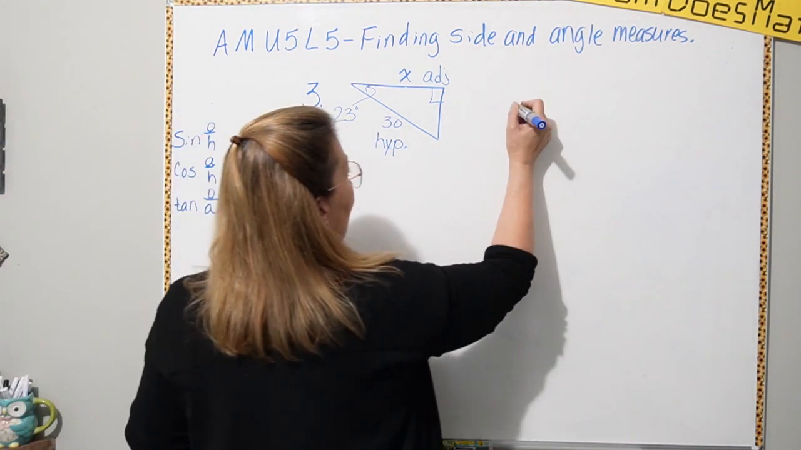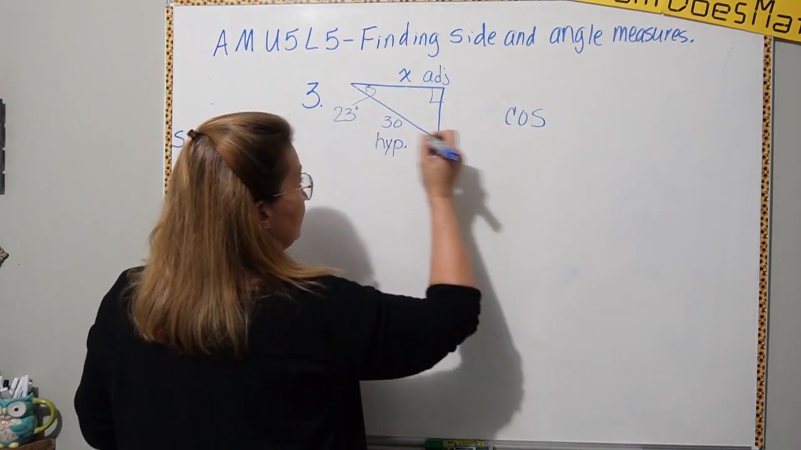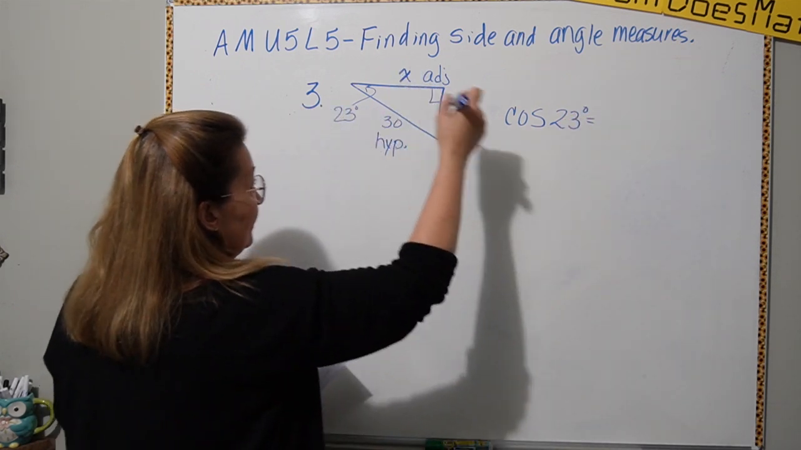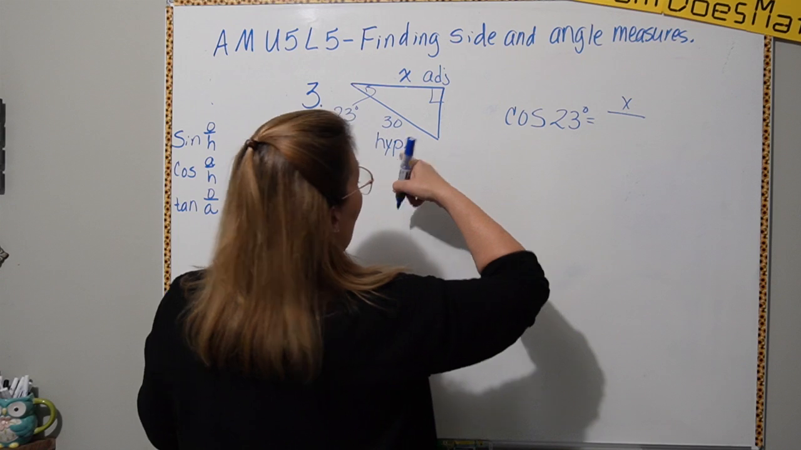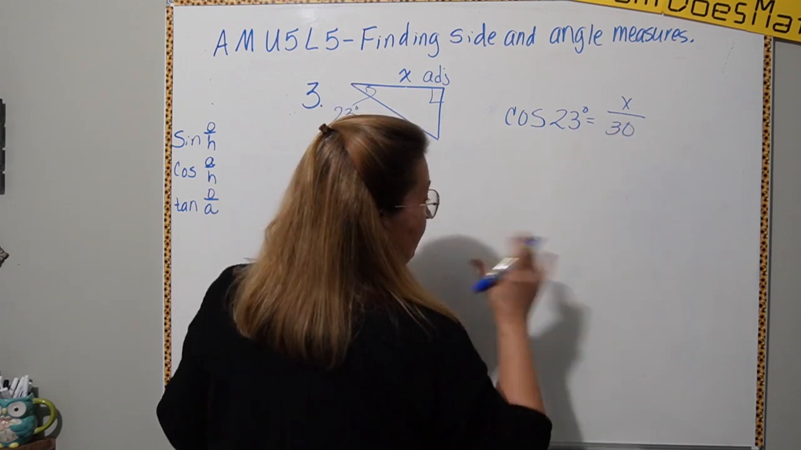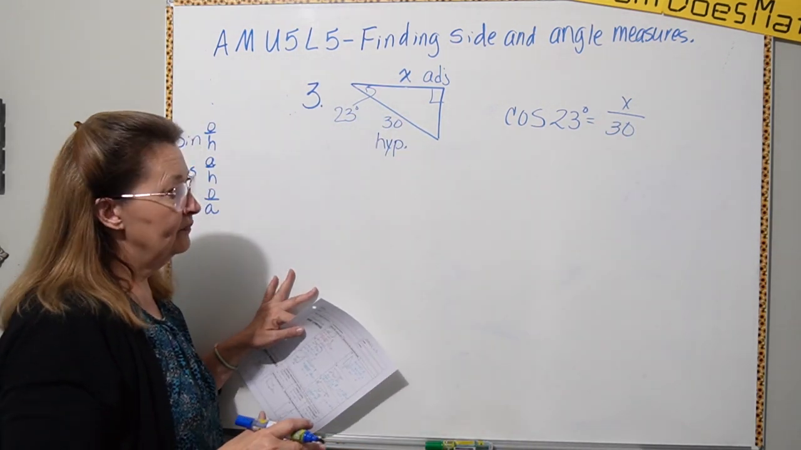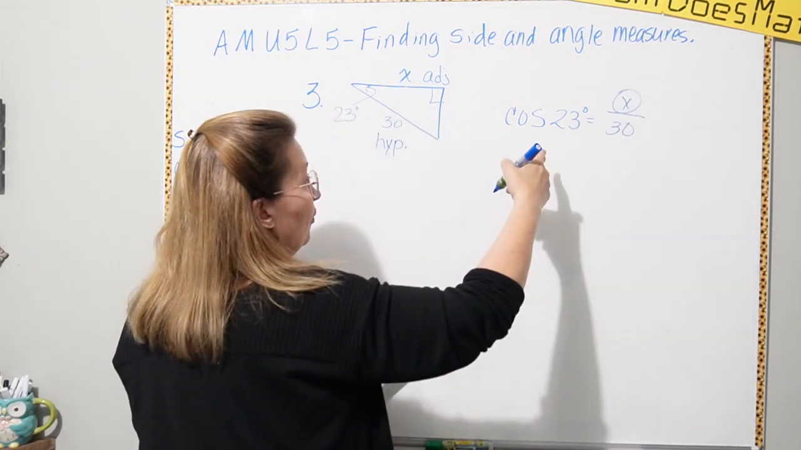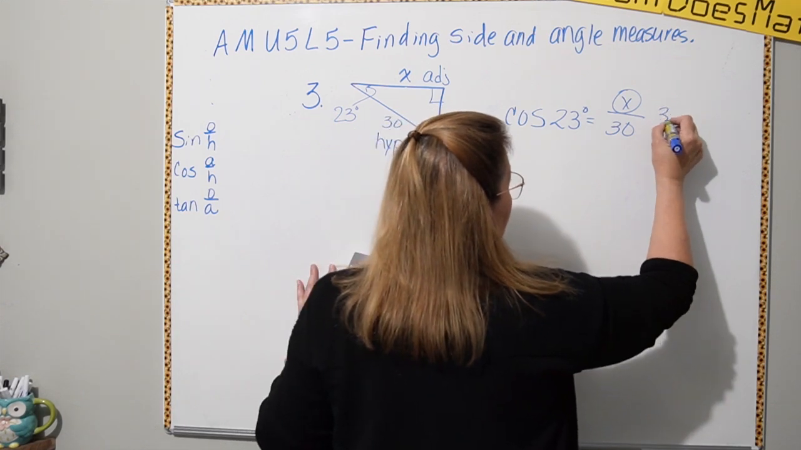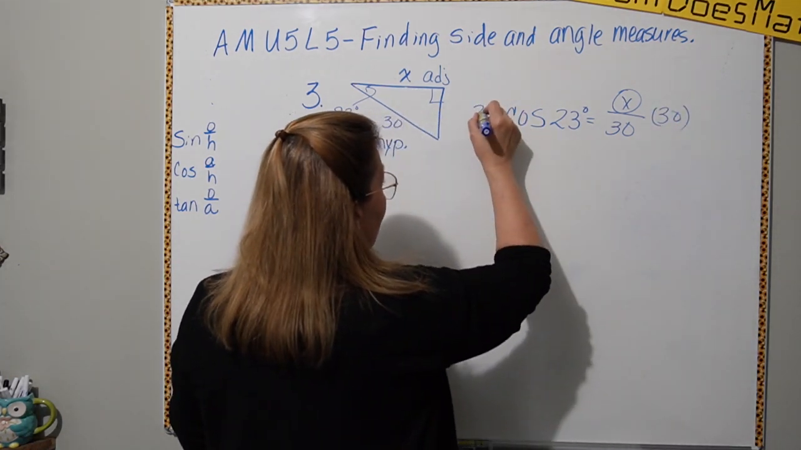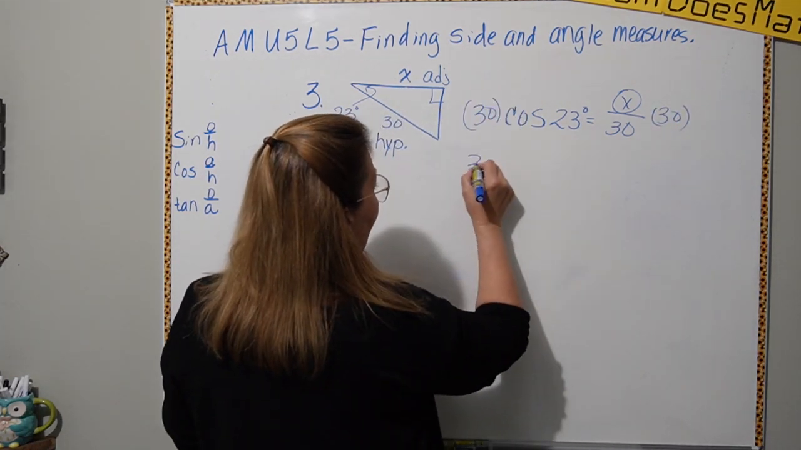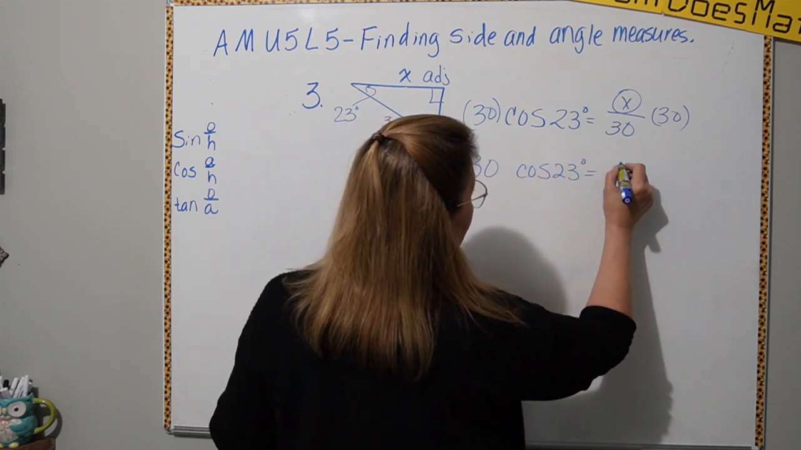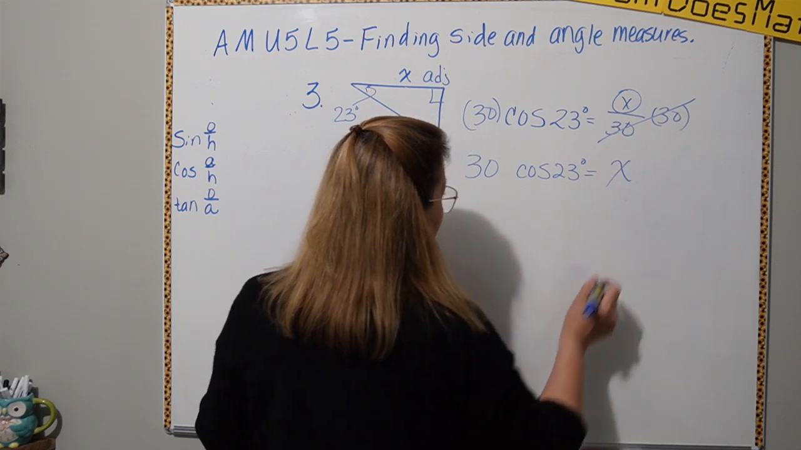So I'm going to set up my equation as the cosine of the 23-degree angle is equal to what? The side adjacent, which is x, over the hypotenuse, which is 30. That's just from the definition, okay? Now let's solve the equation. Here's my x, that's what I'm solving for. It's been divided by 30, so I'm going to multiply by 30 on both sides. So now I have 30 times cosine 23 degrees is equal to x. Those cancel out, so I have x.